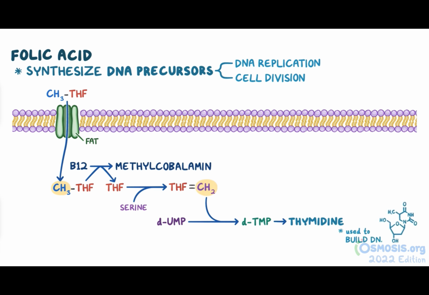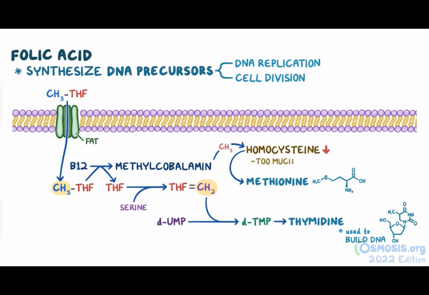used to build DNA. Going back, the methylcobalamin that was formed along with THF transfers its methyl group to homocysteine and converts it into an essential amino acid called methionine, thus lowering the levels of homocysteine in the body, too much of which can be harmful.